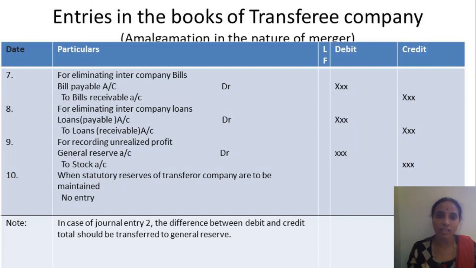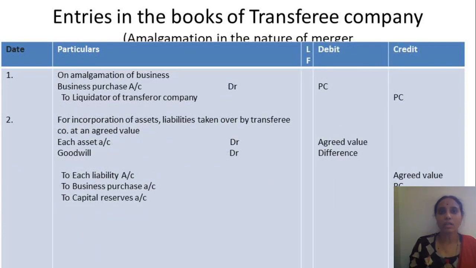Then 10th one, last entry is no entry is made in case when statutory reserves of transferor company are to be maintained. So statutory reserves of transferor company are to be maintained, no entry is required. So here these are the journal entries in the books of transferee company in case of amalgamation in the nature of merger.